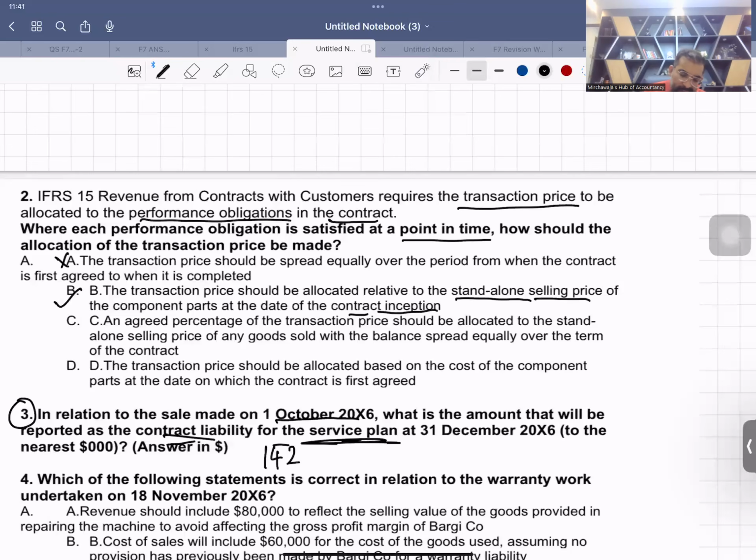Still, we can read C. An agreed percentage of the transaction price should be allocated to the stand-alone selling price of any goods sold, with the balance spread equally over the term of the contract. No, no such thing. The transaction price should not be allocated based on cost. It's a standalone price. So if you read, B is the appropriate answer.